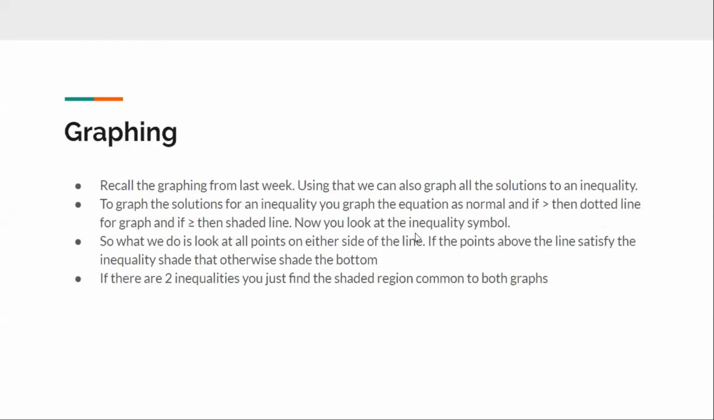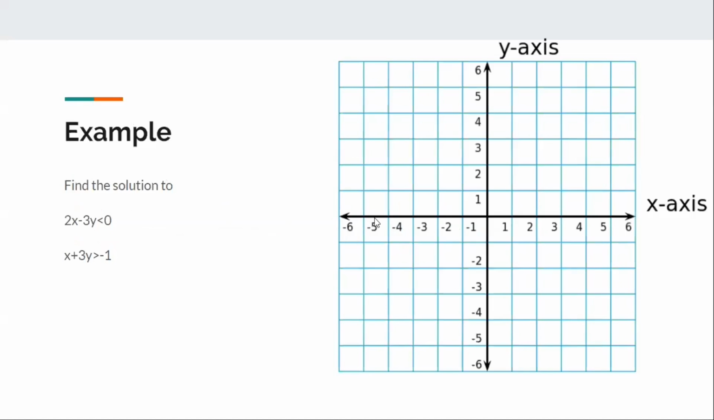And then you look at the inequality symbol. So what we do is look at all the points on either side of the line, and if the points above the line satisfy the inequality, shade that, and otherwise shade the bottom. I'll show this later. And if there are two inequalities, you just find the shaded region that's common to both graphs. Okay, so here's an example. Find the solution to 2x minus 3y is less than 0, and x plus 3y is greater than negative 1.